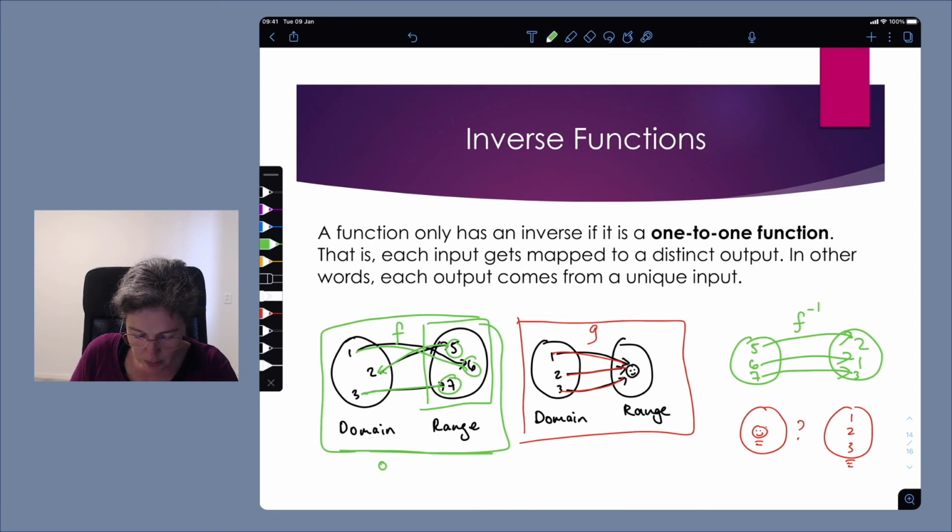So our green function over here, our f, is 1 to 1, and our red function over here is not 1 to 1. And you can't find an inverse.